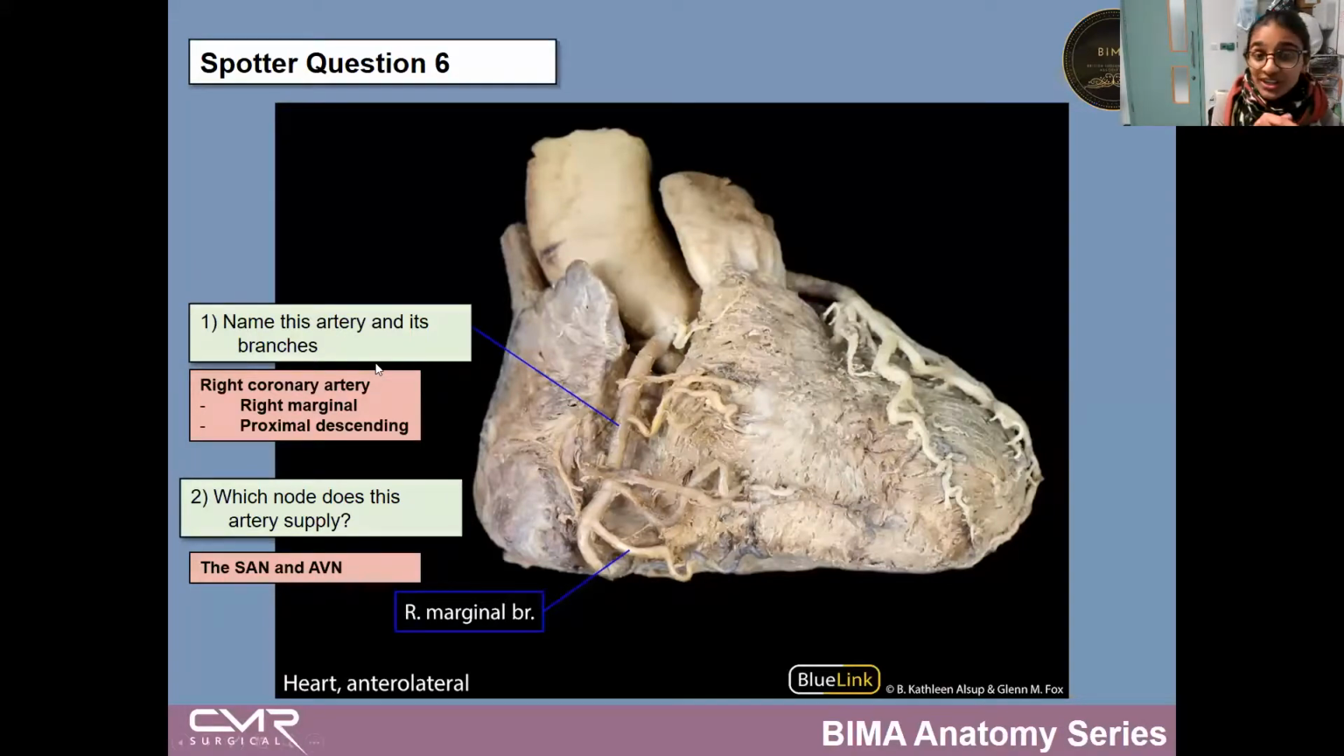So if you have a blockage in your right coronary, if you've got an MI of the right coronary artery, that can knock out both your nodes and cause you to go into a pretty nasty arrhythmia. So that right coronary, although it's not as commonly spoken about, is quite important.